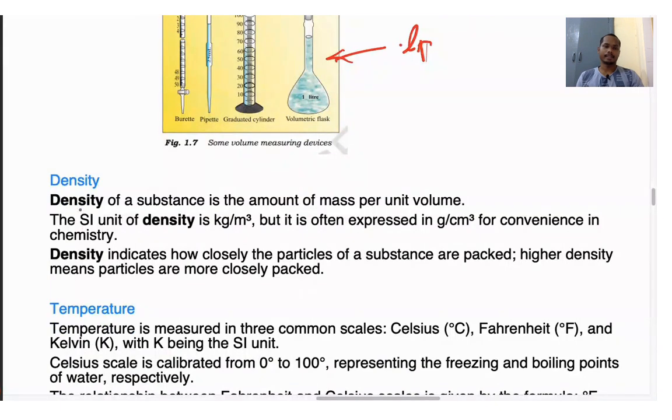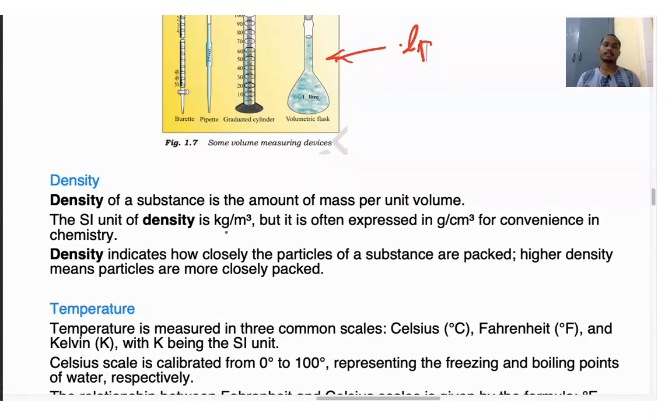Next is density. Density of a substance is the amount of mass per unit volume. What is density? Density of a substance is the amount of mass per unit volume. Per unit volume, how much mass there is, that amount is called density.